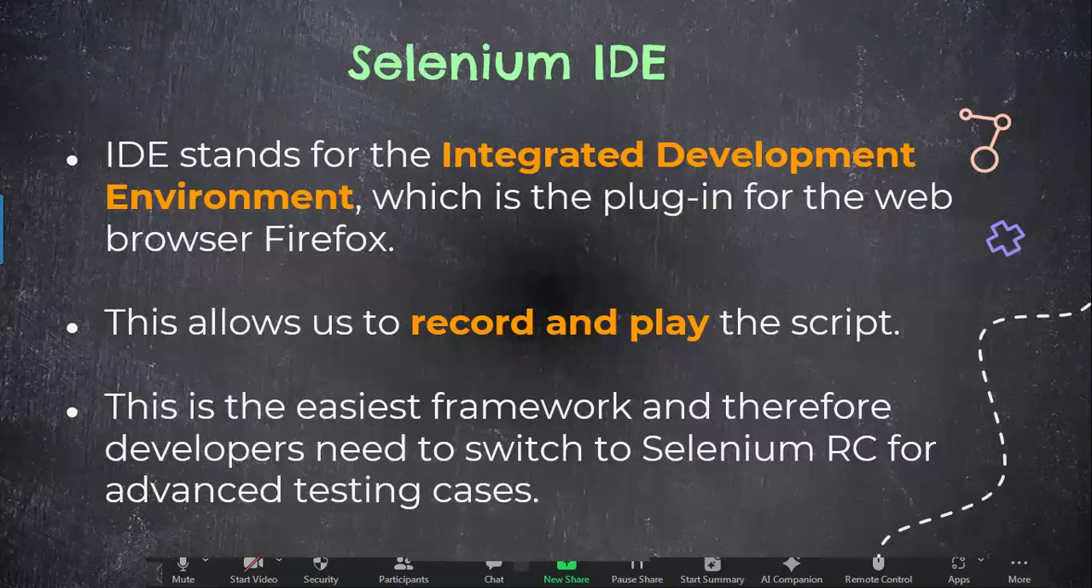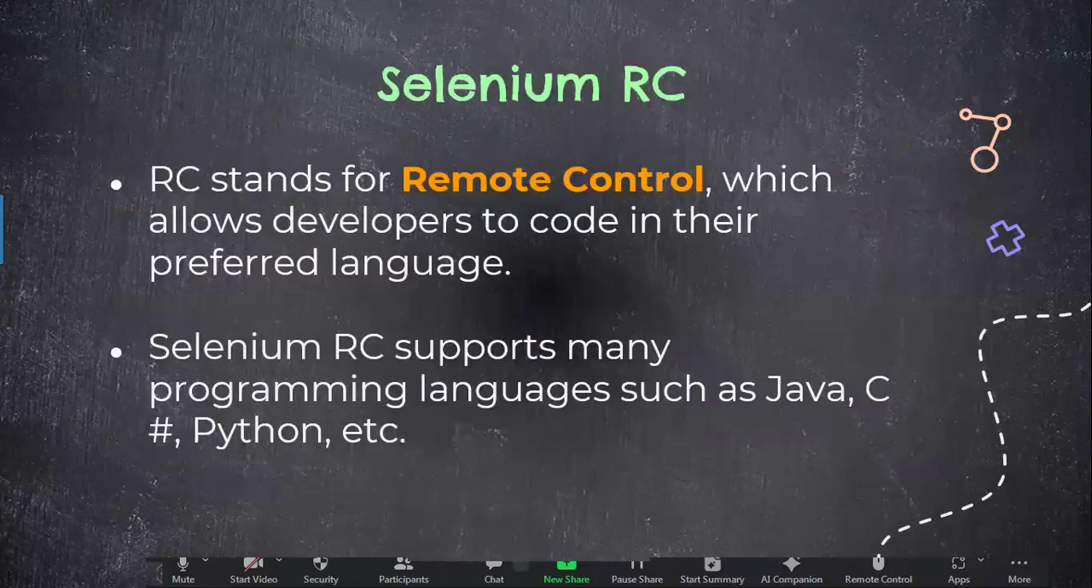I cannot write anything on my own, right? So they go with RC. What is RC? RC means remote control, which allows the developer to code in their own preferred language. That's the reason Selenium is more famous, because other tools come with only a specific language, but Selenium is not like that. Anyone can use it. If you are good in Java, you can use it. If you're in Python, Python people can use it. If .NET people, they can use C#. If you are good in Ruby, they can use it with that language.